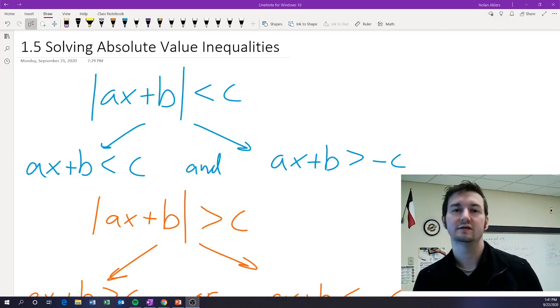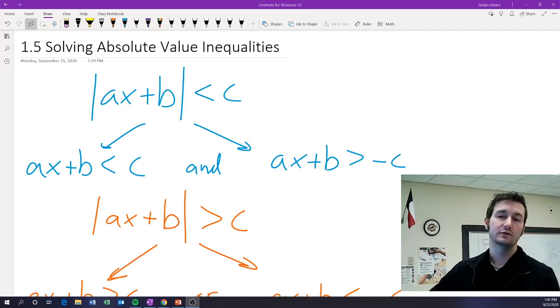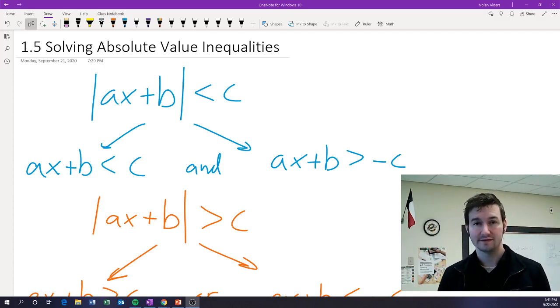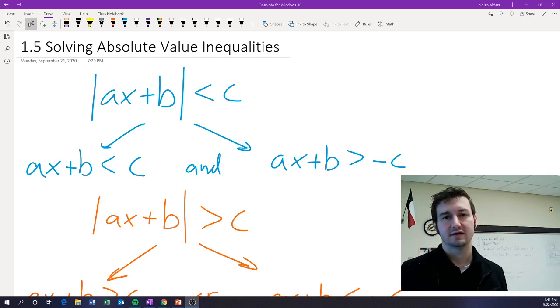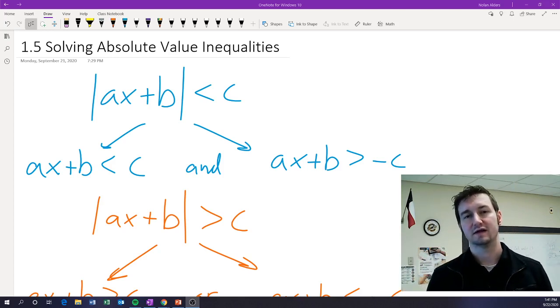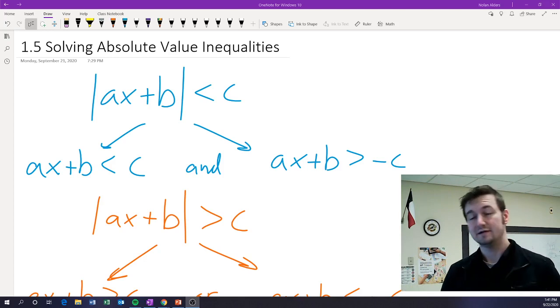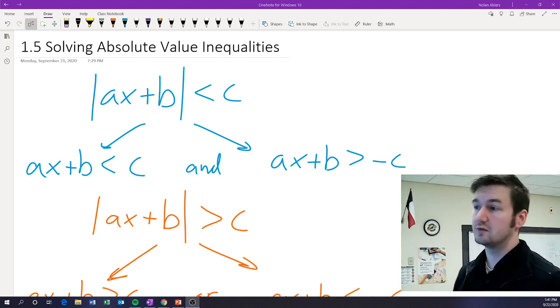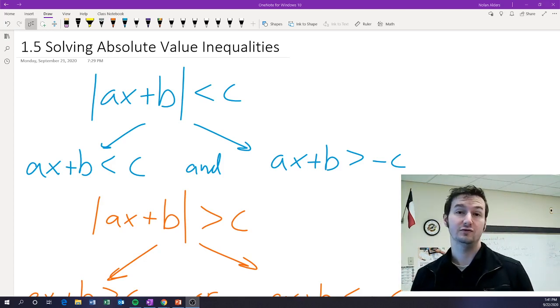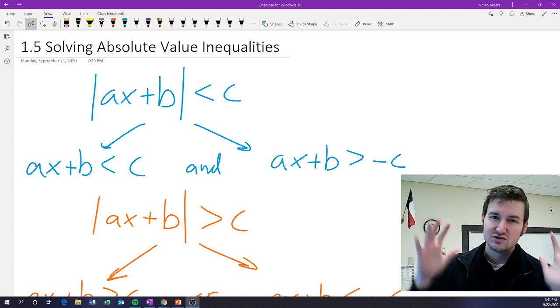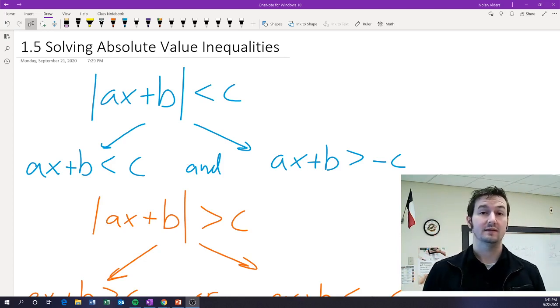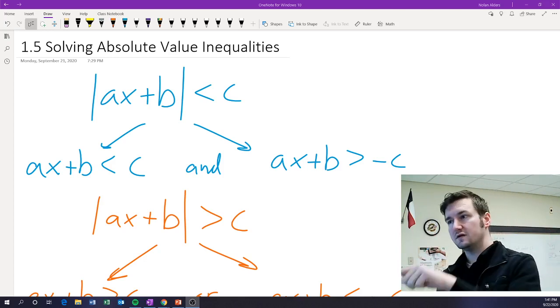Today we are going to be looking at how to solve absolute value inequalities. So in the last section, 1.4, we talked about solving absolute value equations. Now we're going to take it to the next level and look at absolute value inequalities. Super similar to solving absolute value equations. So let's jump right in.